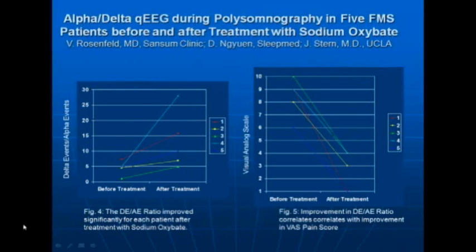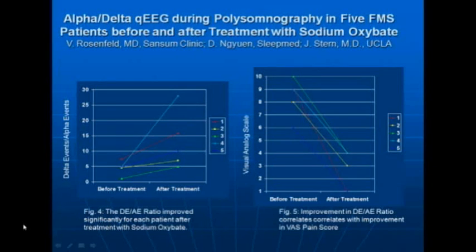What I did using this quantitative EEG analysis is create a ratio called the delta alpha event ratio. And if you look on the left screen, from 0 to 30, most people with fibromyalgia, and these I studied 5 patients in particular, had a delta alpha ratio of around 5 or less than 5. And in most people without fibromyalgia, their delta alpha ratio is usually 20 or higher. So this is a very simple tool to recognize patients with fibromyalgia.